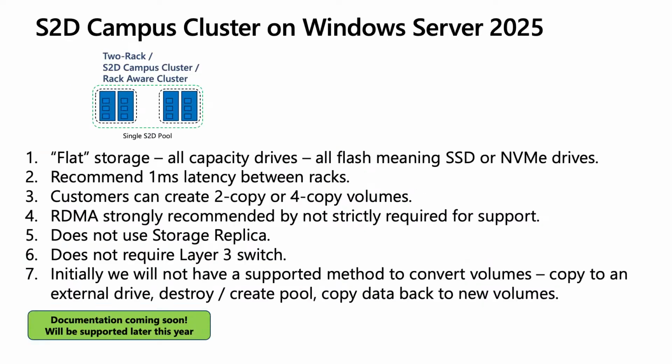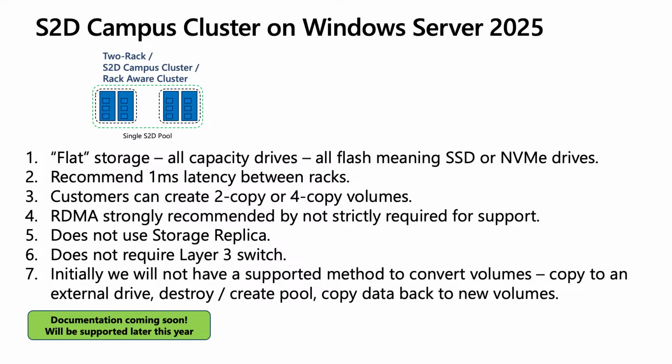Now, with the campus cluster, we have specific guidance for this. We recommend that storage should be flat. In other words, the storage should be all capacity drives. Those drives should be SSDs or NVMe disks. Customers shouldn't be using HDDs. We recommend 1 millisecond or less latency between the racks. As I said, customers can create either a 2-copy or a 4-copy volume.